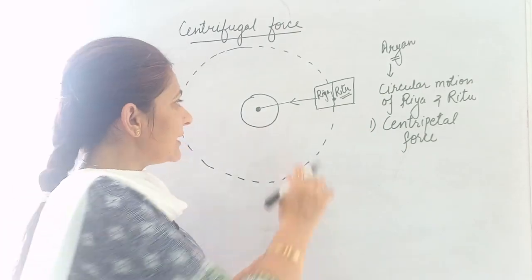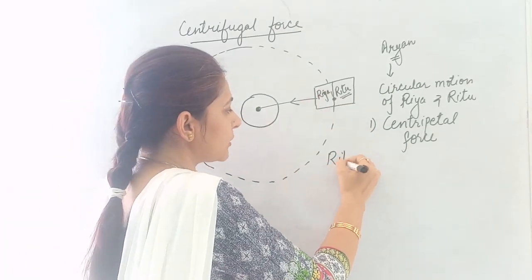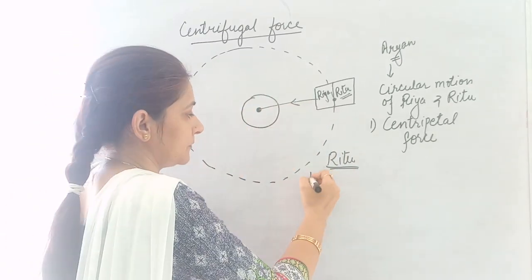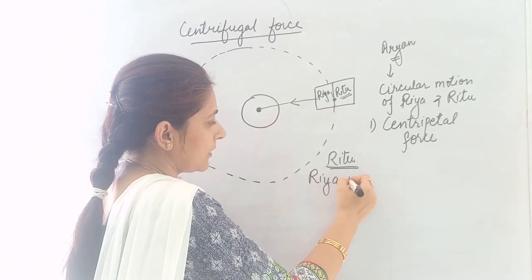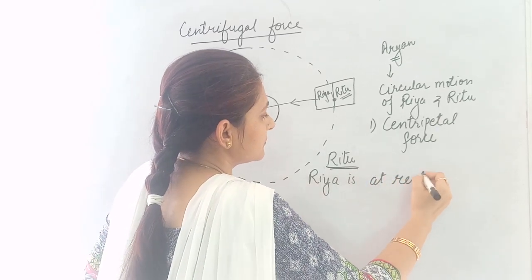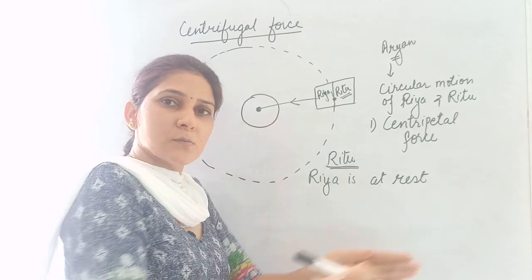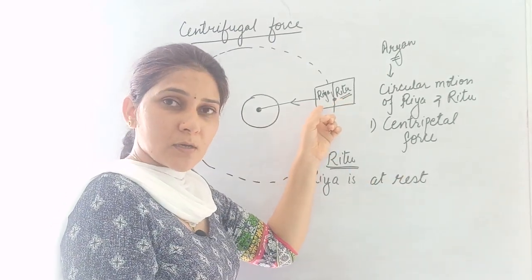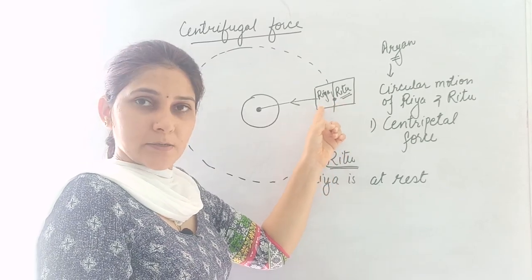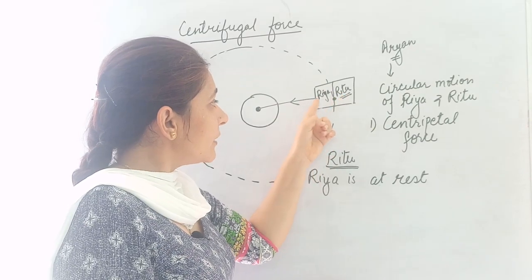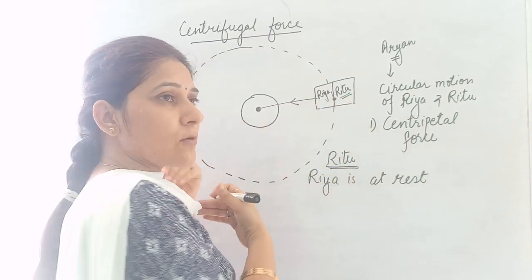Okay. Now let's talk about Ritu. What is Ritu able to observe? Ritu observes that Riya is at rest, because along with Riya, Ritu is moving. So for Ritu, Riya is not in circular motion. Riya is at rest. But she is able to observe that I am moving in circular motion.